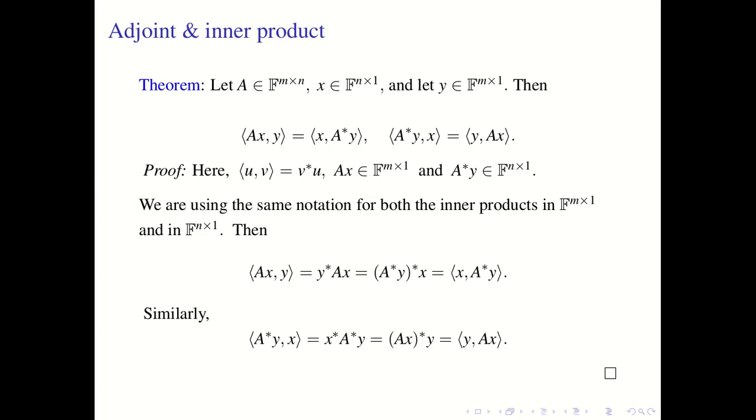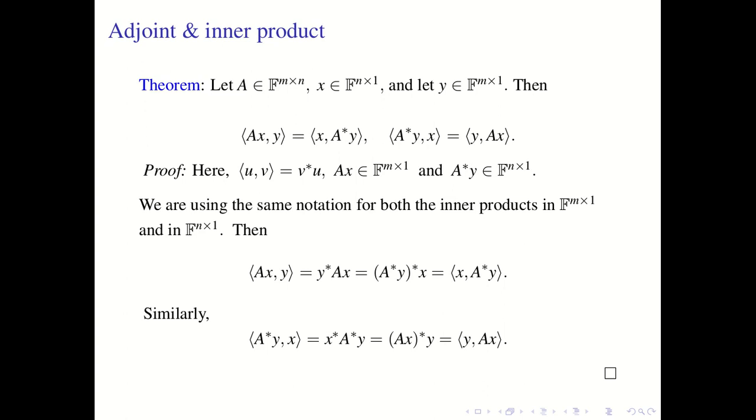Now we talk about adjoint and inner product. Suppose I take a matrix A in F m cross n, a vector x in F n cross 1 and y in F m cross 1. Then inner product Ax with y is the same as inner product of x with A star y. Similarly, inner product of A star y with x is the same as inner product y with A star Ax.